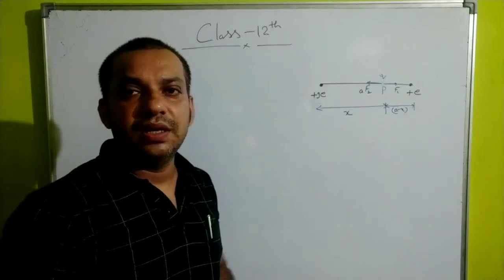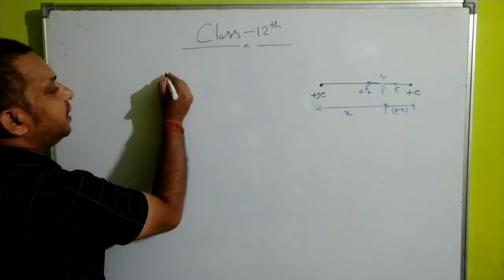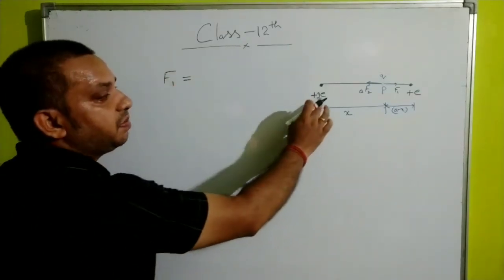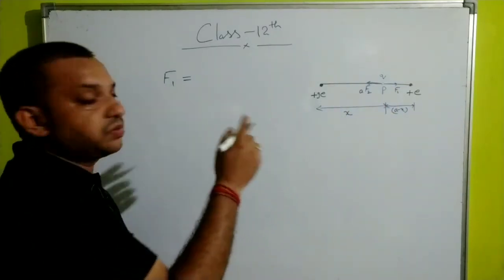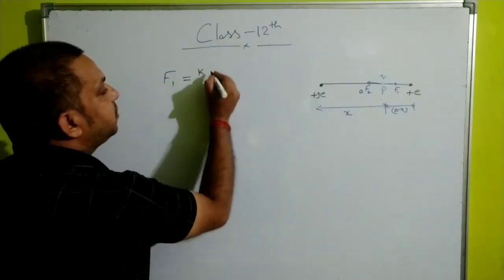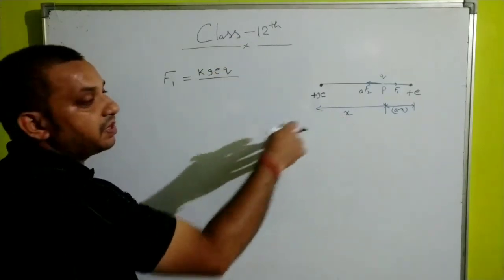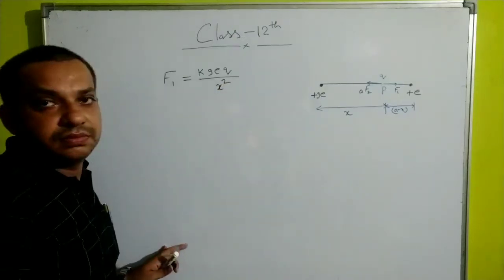Now just note down the values of F1 and F2. The value of F1, which is the force acting between this plus 9e and this q charge, is k q1 q2 upon r square. So here you will get 9e into q divided by the separation square. The separation is here x, so that becomes x square. Clear?